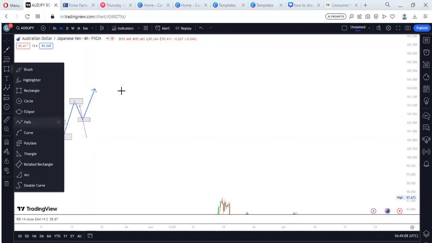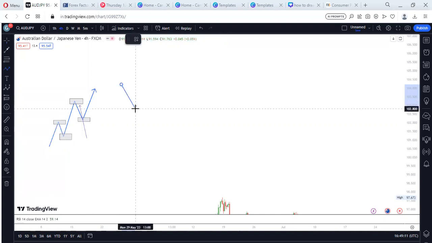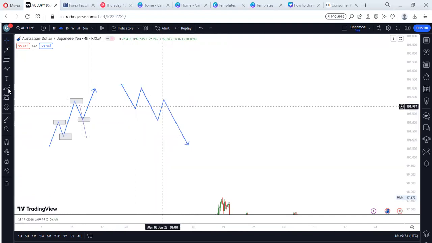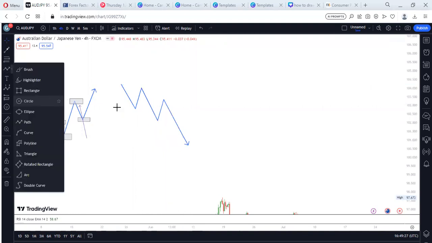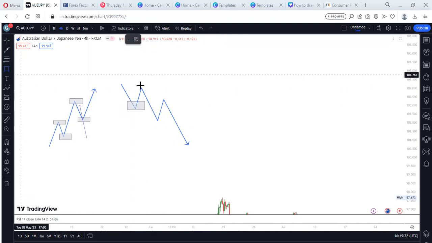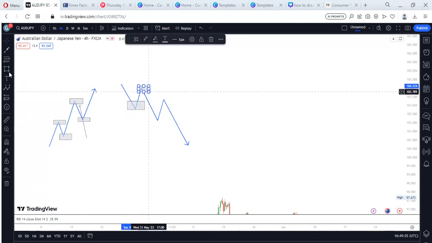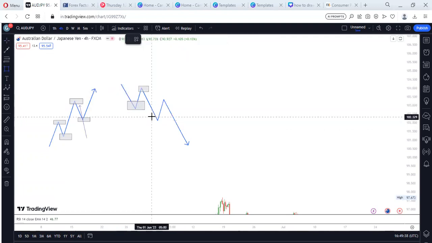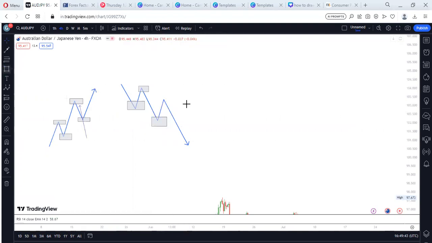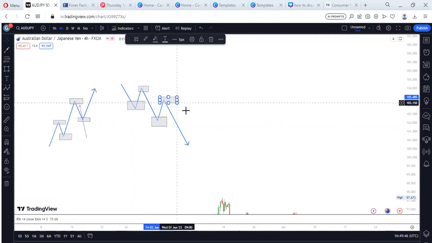And then we have a downtrend, whereby we have a lower low and a lower high. This is a lower high. So whereby we have a lower low and a lower high. So this is a lower high. This is a lower low, this is a lower low, and this is a lower high.